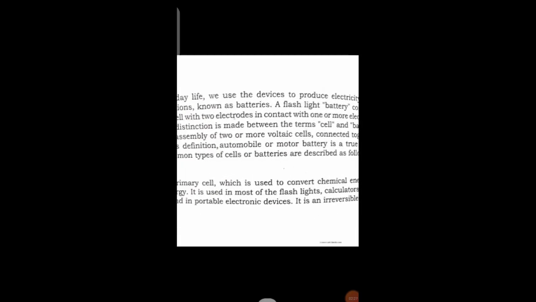Now we will talk about the batteries. What do you mean by batteries? You all know that batteries are used in different things. Like it is used in the automobile, it is used in the flashlights. The batteries are commonly used.